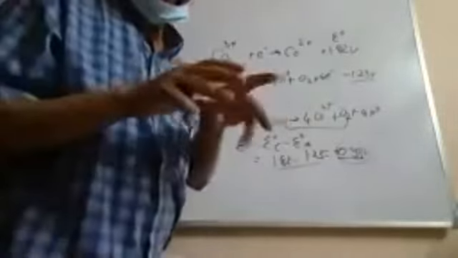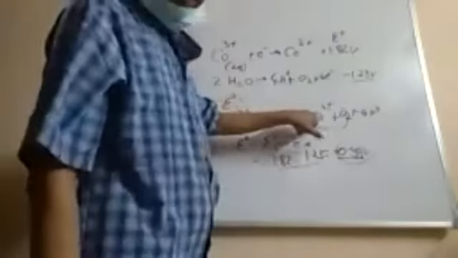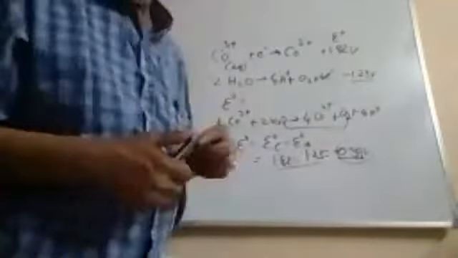So if somebody writes cobalt 3 plus aqueous solution in water, you know that's not correct, because cobalt 3 plus cannot survive in water. The stable oxidation state of cobalt in water is 2 plus. This is clear to you folks? Any questions?